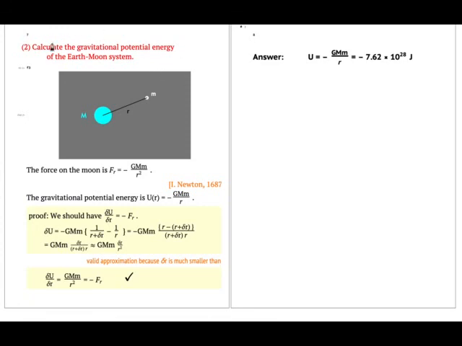Well, we'll finish this introduction to potential energy with one more example. Calculate the gravitational potential energy of the Earth-Moon system. Now, we learned that gravitational potential energy for an object near the surface of the Earth is mgy. But the moon is not near the surface of the Earth. So we can't use that formula for the potential energy of the Earth-Moon system.